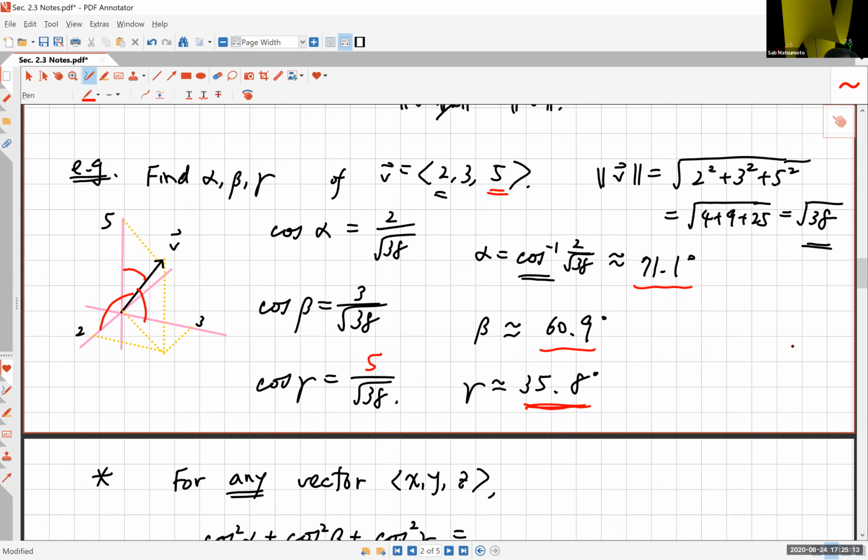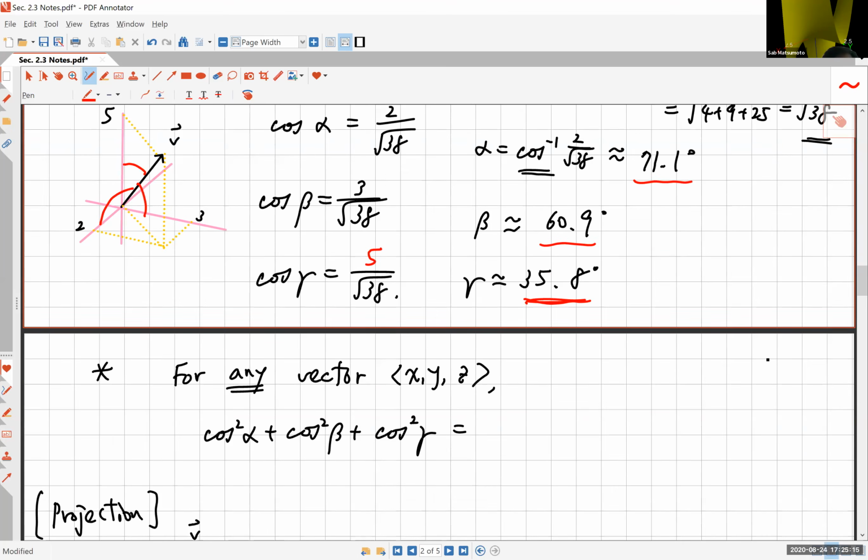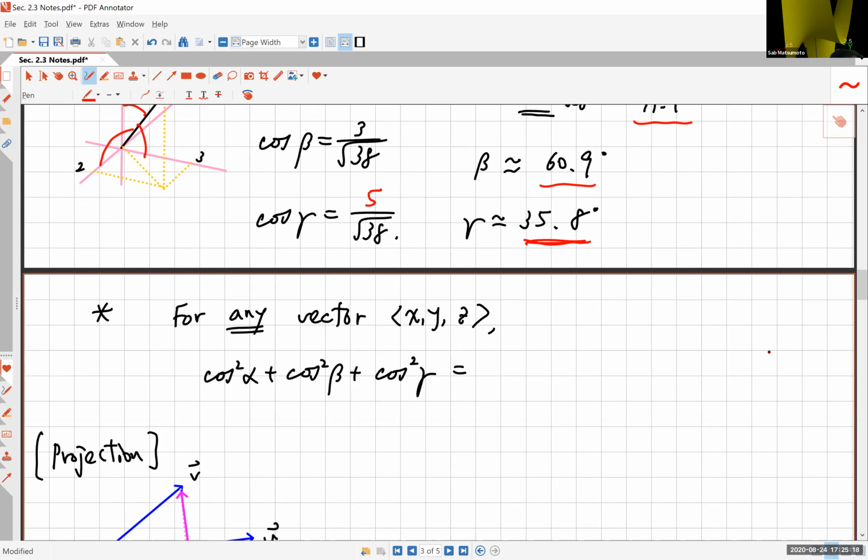Okay, I trust you have gotten all of these correct. You will see problems like this on your homework. Incidentally, there's another interesting thing, almost mysterious because it works out so nicely. For any vector (x, y, z) in three-dimensional space, if you take the cosine squared of alpha, cosine squared of beta, cosine squared of gamma, and add them together, what do you get? Well, here, this is x squared over the norm of v squared.